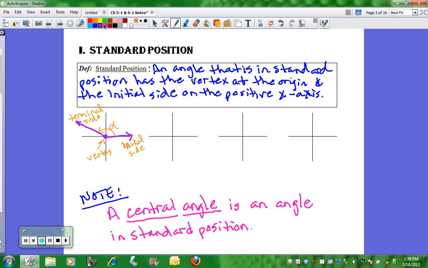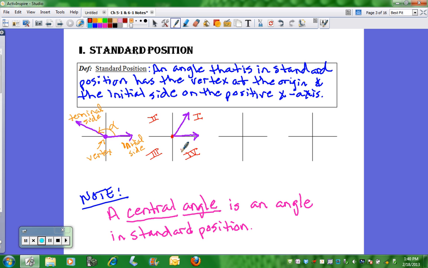So if I continue, I can't put too much on any given one of these, so I'm going to make another central angle here that is in standard position. We're going to end it in quadrant 1. So again, with the same notation, here's our initial side, here's our terminal side, we have the vertex at the origin. This is quadrant 1, just like when we're graphing any other time. Quadrant 2, quadrant 3, quadrant 4. Nothing is different about that.